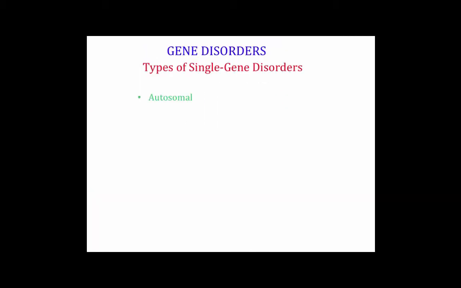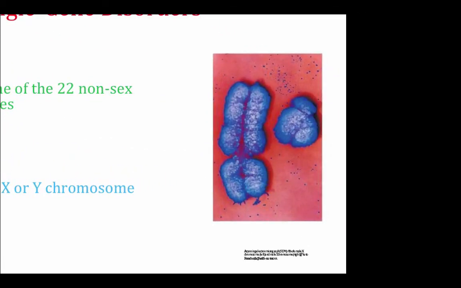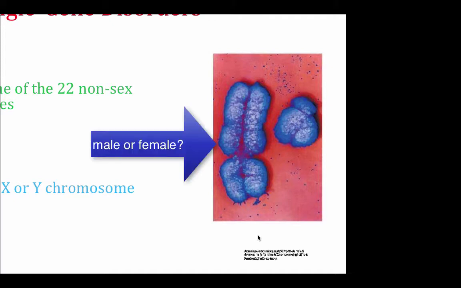Gene disorders come in two major types. We have autosomal disorders, which occur on one of the 22 non-sex chromosomes, also known as autosomes, or they can be sex-linked gene disorders, in which there is a mutation in the X or Y chromosome. And if we're looking at the sex chromosomes, what is the sex of the person with this particular combination?